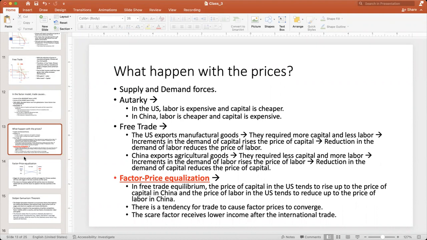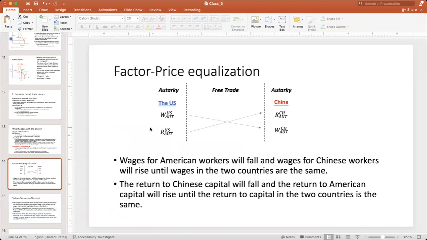This was established by one of the most famous economists in the international field, Paul Samuelson. He won the Nobel Prize. And this is the factor price equalization analysis. So we are in autarky in both countries. Wages in the US are higher than in China because labor is scarce in comparison to China. But the price of capital, which is the rent, is lower in the US than in China. Why? Because in China, capital is scarce, and in the US, it's abundant.